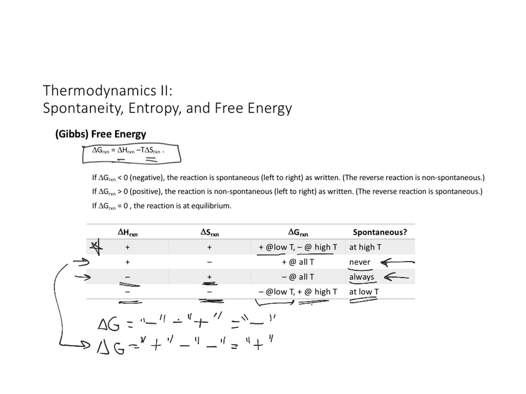So when is it spontaneous? When is delta G less than 0? That's going to be at low temperature. So this is a reaction that's going to be spontaneous at low temperature, and this is going to be a reaction that's spontaneous at high temperature.